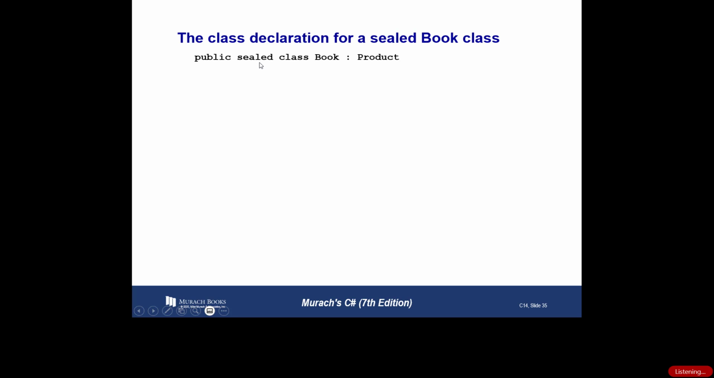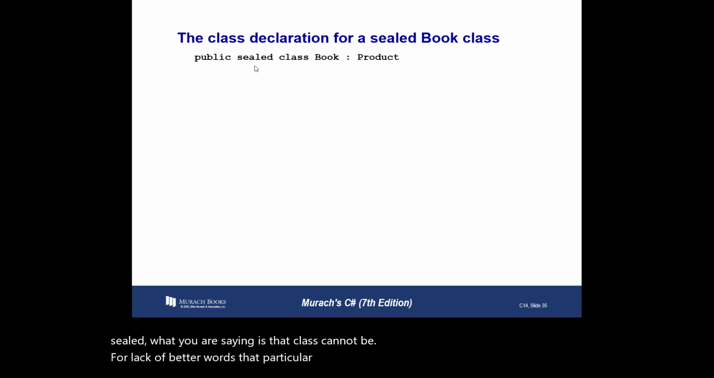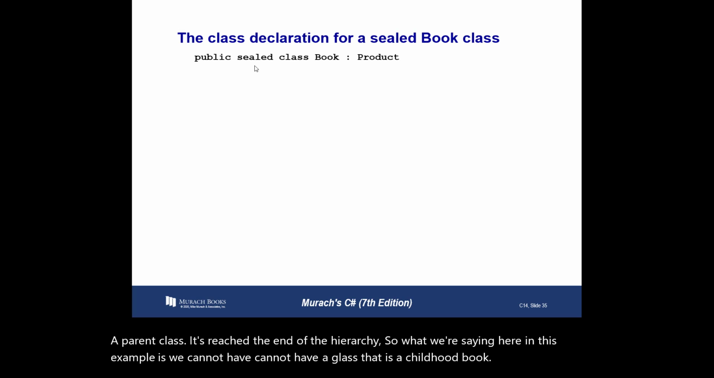When you create a class and you make it sealed, what you are saying is that particular class cannot be used and inherited from. So it cannot be a parent class. It's reached the end of the hierarchy. So what we're saying here in this example is we cannot have a class that is a child of book. All right, that's what the word sealed there means.